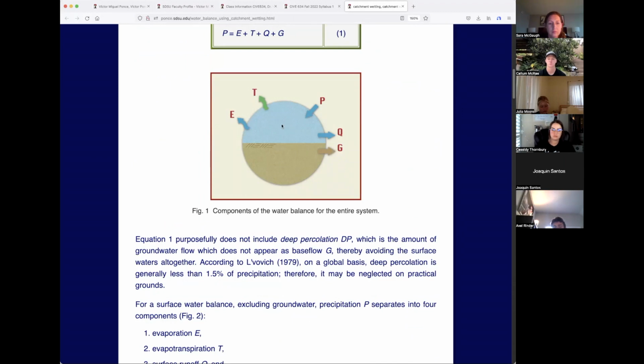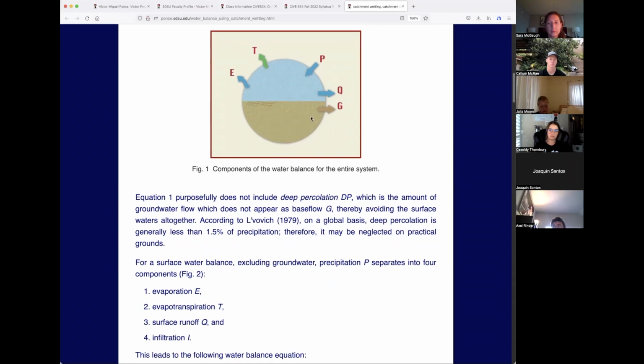People have done this study and they have determined that there is a component here which we don't put on this graph, which is called deep percolation, which is the amount of groundwater flow which does not appear as base flow. We consider that to be less than 1.5, typically 2% of precipitation, and since this is not a 100% accurate calculation, we neglect it on practical grounds because we cannot really calculate deep percolation in every place. You wanted to, but you couldn't.